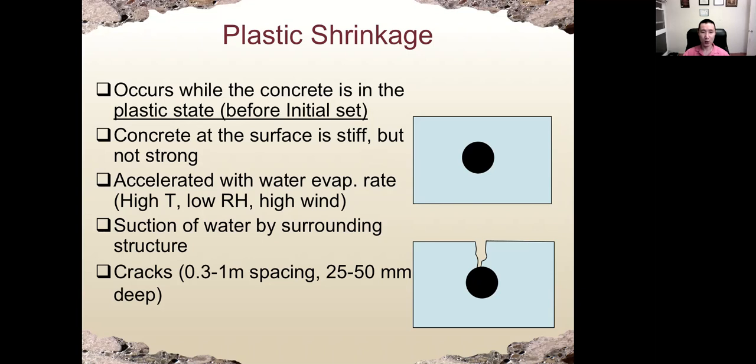When we have high temperature or low relative humidity in the air, or high wind speed, that will accelerate water evaporation. Sometimes water can be sucked away by surrounding structures. That may also cause plastic shrinkage of fresh concrete. The spacing of the cracks is around 0.3 to 1 meter, and the depth of the crack is around 1 to 2 inches.